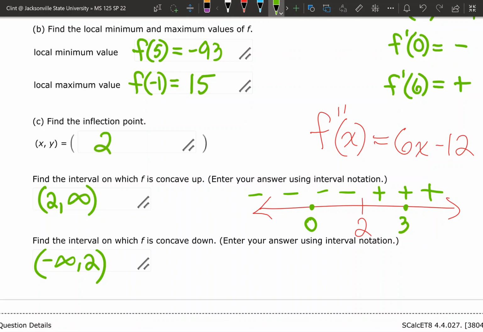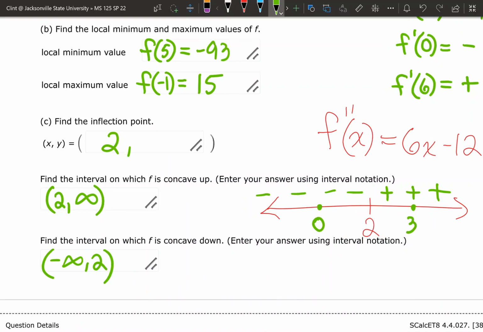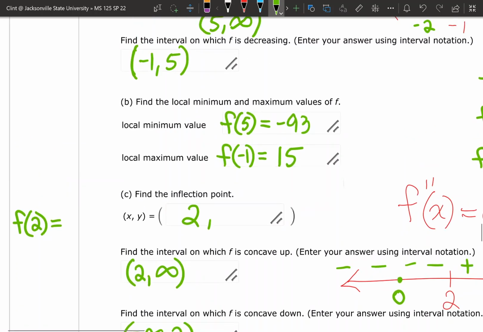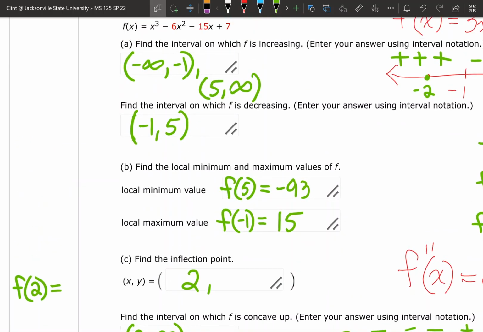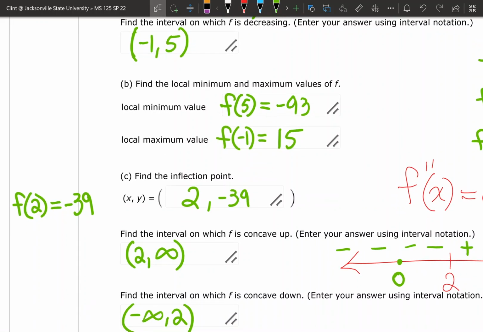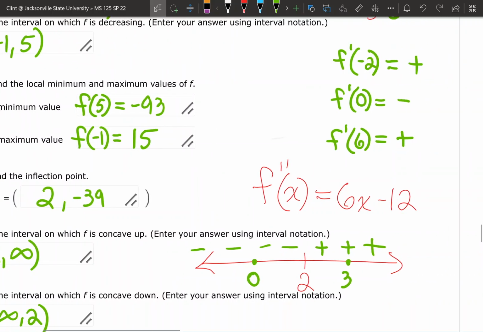And then we need to find our y-coordinate. So we've got to find f of 2. So let's see, that'll be 8 minus 24 minus 30 plus 7. So negative 30 down there. Yeah, so, yep.